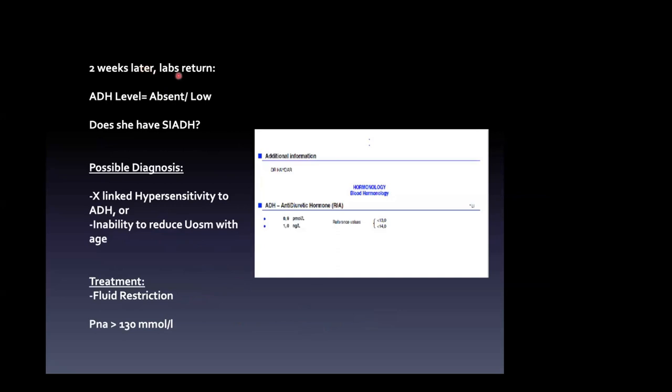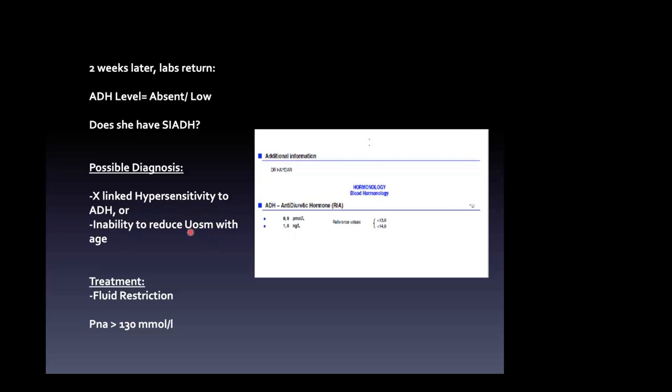Okay. Two weeks later, the patient returned to me, and our pathologist, Dr. Haidar, got the ADH levels, and the ADH levels were totally absent or negligible. So when this patient's urine osmolarity was more than 100, I would have expected, based on the American guidelines, that ADH is circulating in the body, and that's why the urine osmolarity should be more than 100. But surprise, surprise, the ADH level actually fit what the European best practice guidelines said, nearly absent or negligible, and this patient belongs in the gray zone. And what was the diagnosis? For sure, this patient does not have SIADH, but I think what this patient had is something called X-linked hypersensitivity to ADH, or an inability to reduce the urine osmolarity with age.